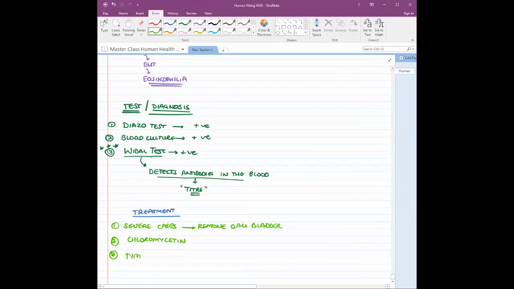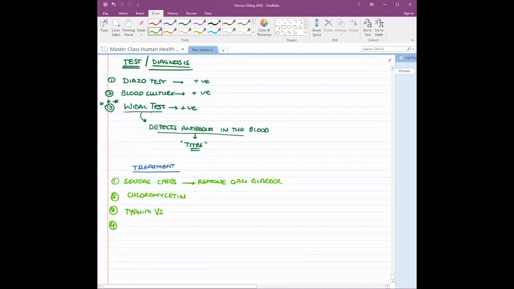Second, guys, we are going to have typhim 6. Now actually you may call this thing typhim V. It is basically based on the antigen. That is why typhim V. Then we have typhirix. Typhim V, typhirix.